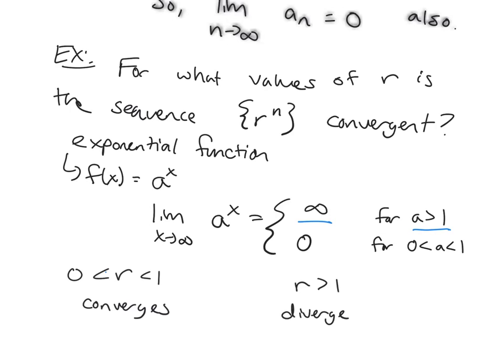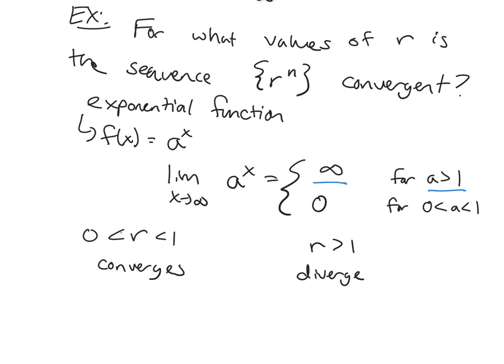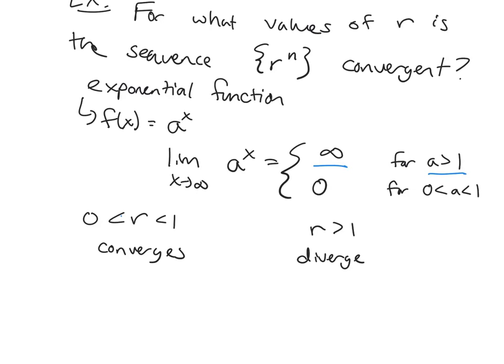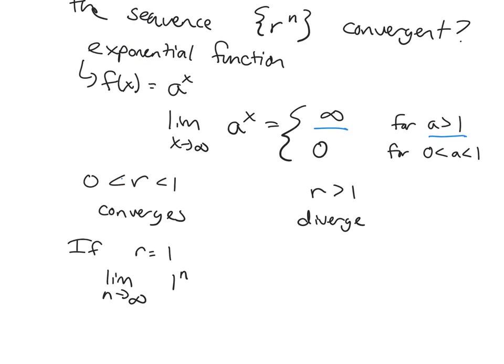We're just going to plug in 0 and 1. They're fixed numbers, so I can just plug them in and see what happens to my sequence. Let's start by plugging in 1. If R equals 1, then I'm looking at the limit of 1 to the n. What's 1 to the n? It's just 1. And what's the limit of 1? 1.